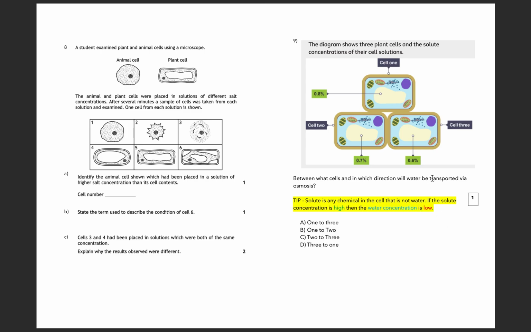So between which cells is osmosis going to take place? So you're looking for a cell that's got a high water concentration moving to a cell with a lower water concentration. And the only one that it could have been was moving from cell 3 to cell 1. Because 0.6% solute concentration, that means you can imagine to make it up to 1, that's 0.4% water. This one's got 0.2% water, this one's got 0.3% water. That's moving from a high water concentration to a lower water concentration. It was none of the other ones. Should have been D there.